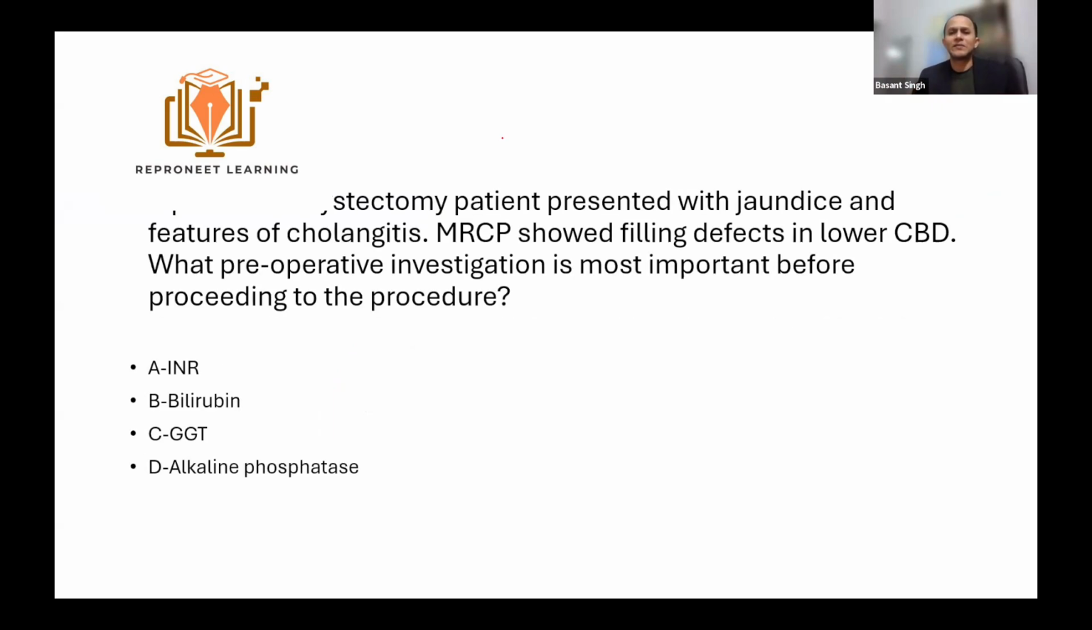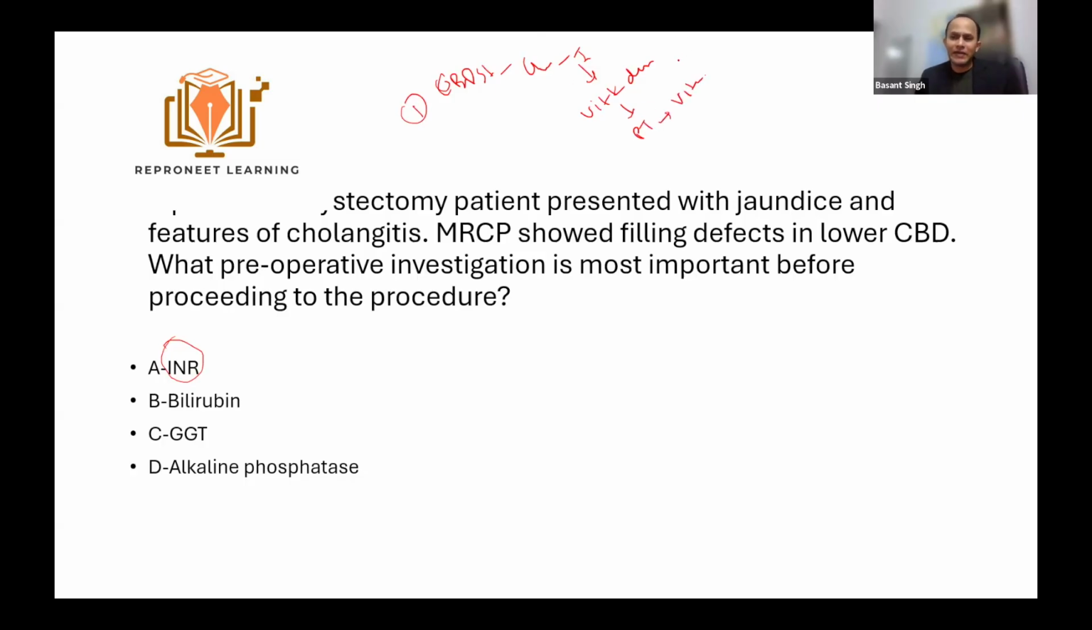A post-cholecystectomy patient presents with jaundice and features of cholangitis. MRCP shows filling defects, basically stones in the CBD. What preoperative investigation is most important before proceeding to the procedure? The answer is straightforward, obviously INR. But why do you want to look for INR in this patient? This patient has cholangitis and jaundice, has a CBD stone. We know in patients who have obstructive jaundice, they will have problems with vitamin K dependent coagulation factors, so they have elevation of prothrombin time. That is why we give them vitamin K.